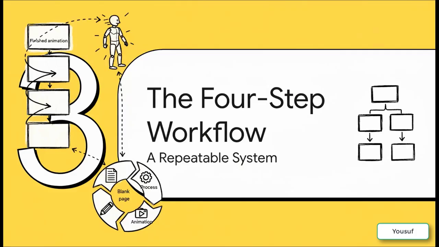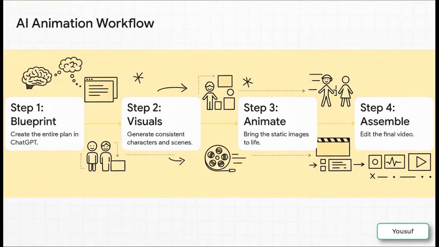How does it all come together into a simple system that you can use over and over again? It really just comes down to 4 clear steps that take you all the way from an idea to a finished animation. All right, think of this as a roadmap for the whole journey. First, we create that blueprint in ChatGPT. Second, we generate all of our visuals, making sure they're consistent. Third, we animate those visuals. And finally, we assemble everything in an editor. So let's break each one down.